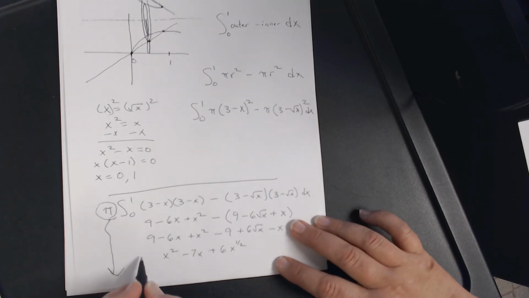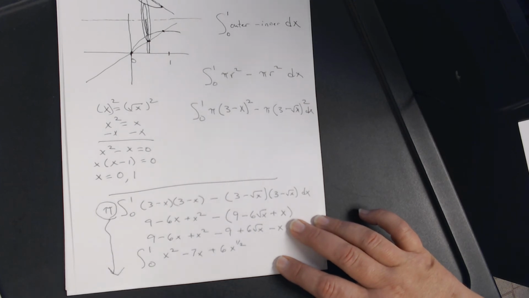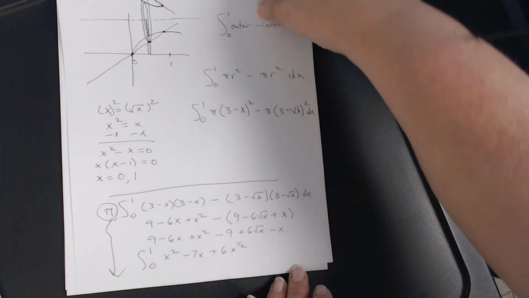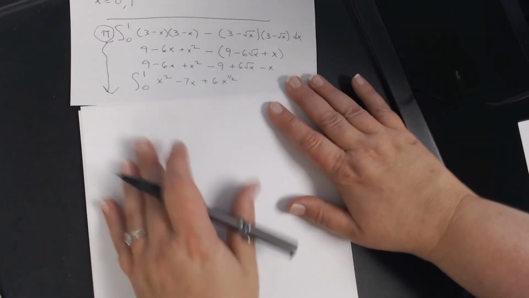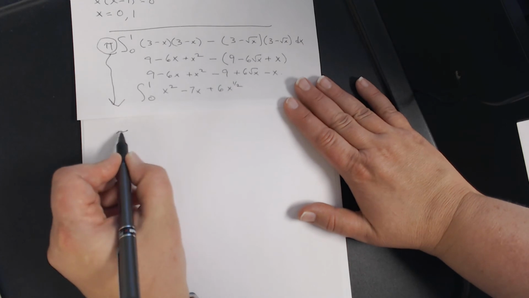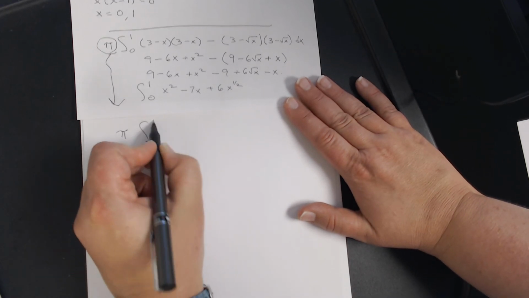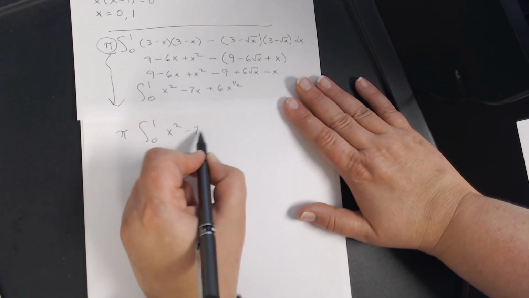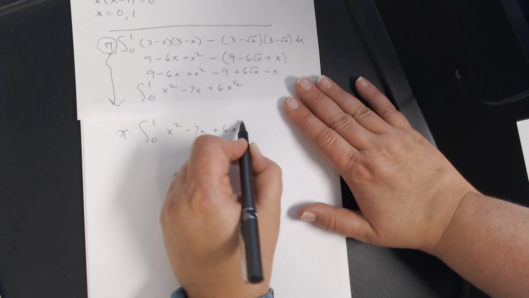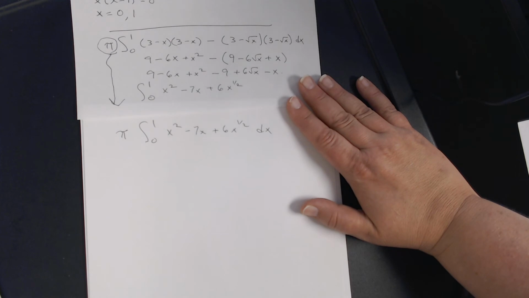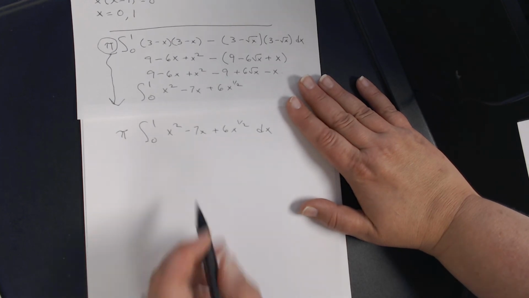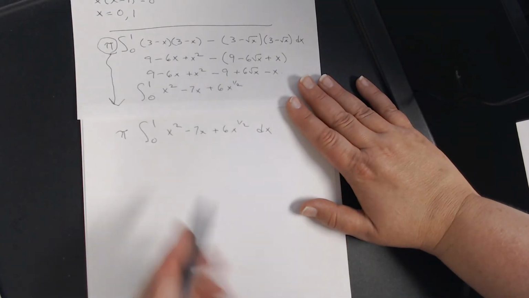We haven't taken the integral yet, so we will still go from 0 to 1. All right, so let's finish it. Let's see, where can I put this? Still learning this, guys. All right, so pi, let me just rewrite it from 0 to 1, x squared minus 7x plus 6x to the 1/2 dx. Okay, so now we're ready. Now we can take the integral, right?